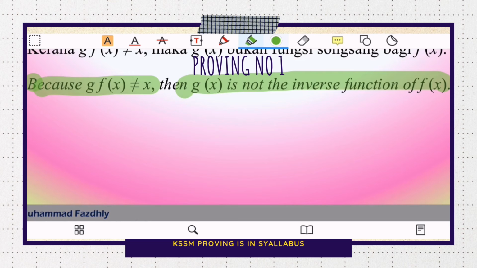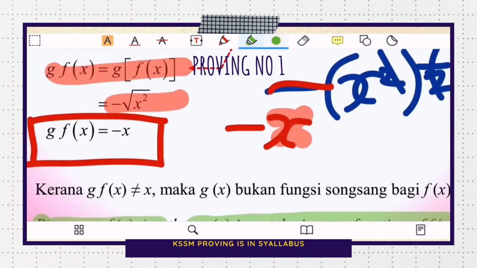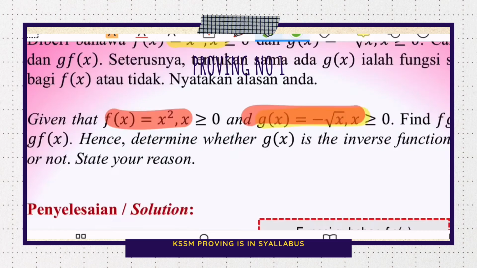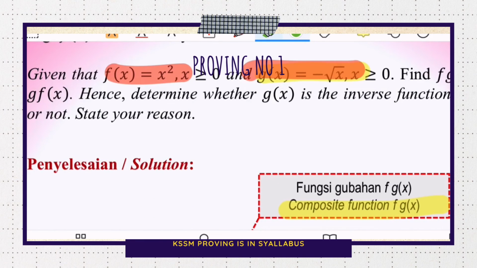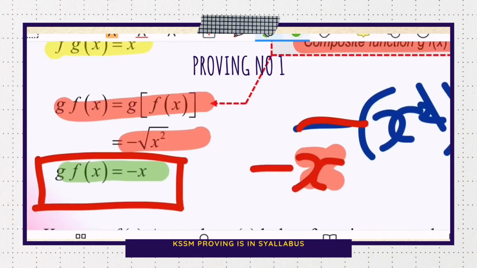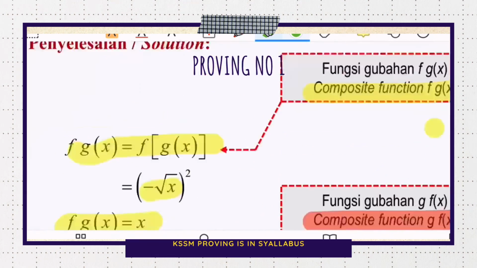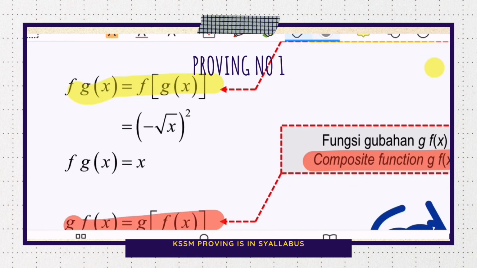In order to prove that it is the inverse of f(x), we must show that we will get x. Since we are getting gf(x) equal to negative x, the conclusion is g(x) is not the inverse function of f(x). The first proving is: given f(x) equal to x squared and g(x) equal to negative square root x, find fg(x), find gf(x), and then determine whether g(x) is the inverse function of f(x) or not. State your reason. So we found out that g(x) is not the inverse function of f(x), because if it is the inverse, you will get x.